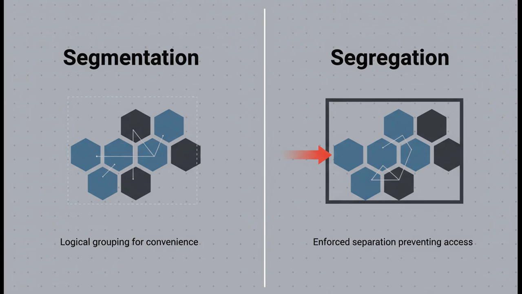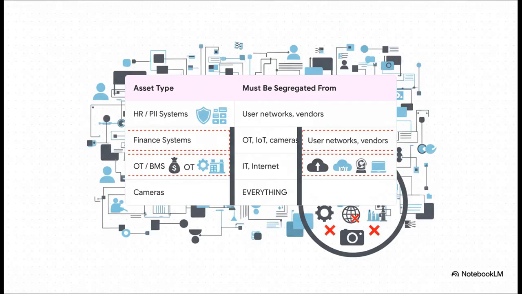But on the other side, you have segregation. That's about enforced real separation. It's what actually stops an attacker. And let's be crystal clear about this. Your auditors, the regulators, and especially the courts, they could not care less about your neat little groups. They only care about segregation. So where is this segregation an absolute non-negotiable must?